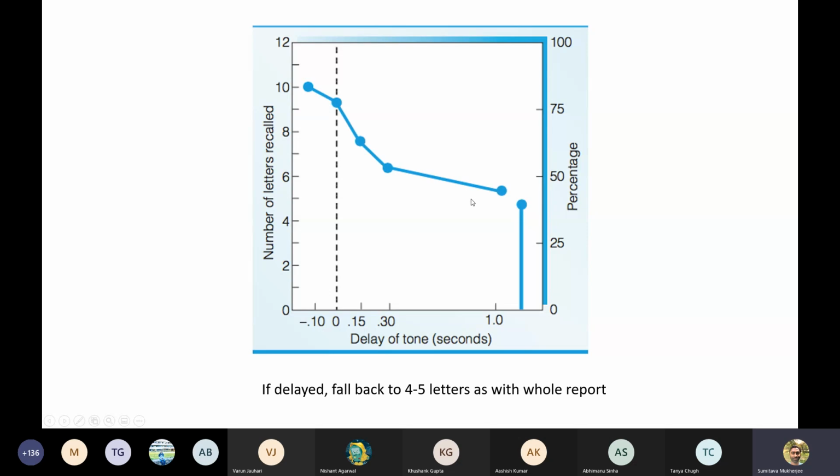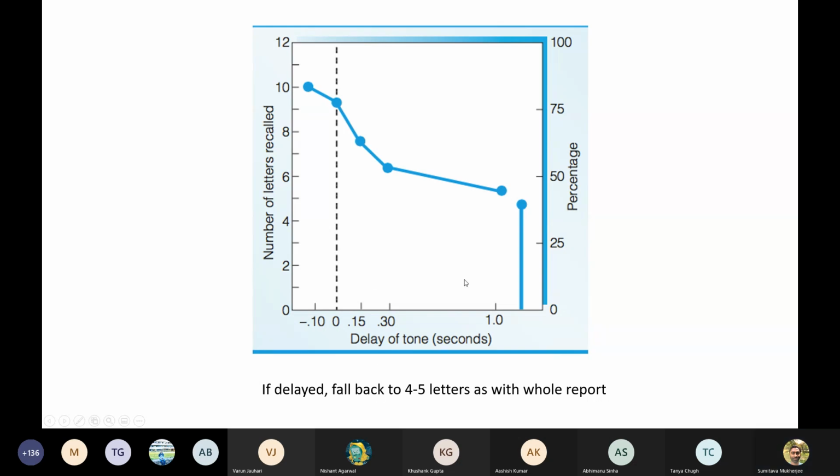So once there is a big difference in time between when the letters were shown and when the cue was shown, then people are really bad at this task. But if there is no delay, or a very small delay, or even better, if the cue precedes, which is when I already know that this is the stuff that I have to remember, then the number of letters recalled can go up to very high.